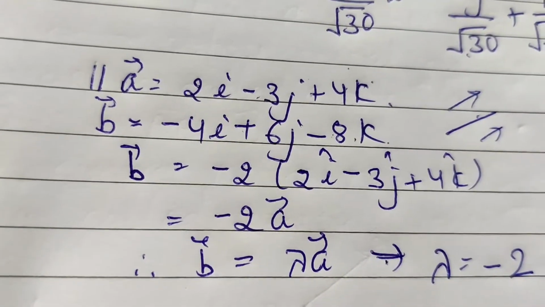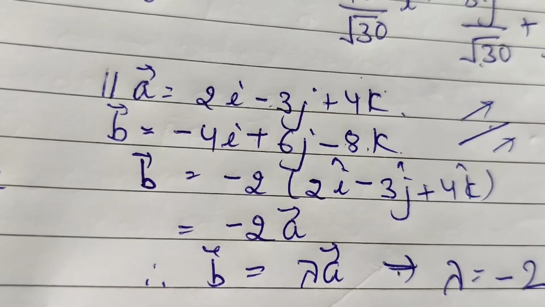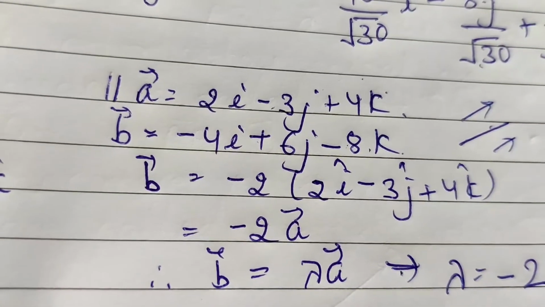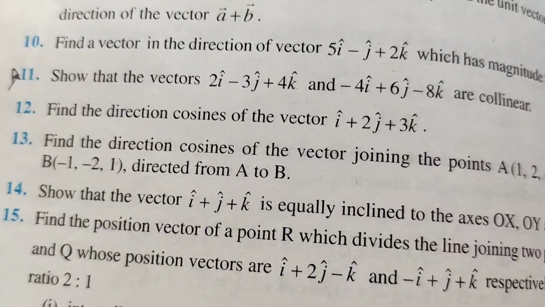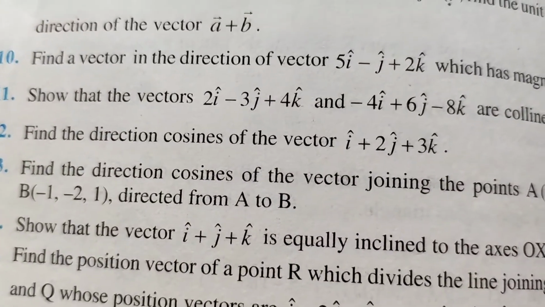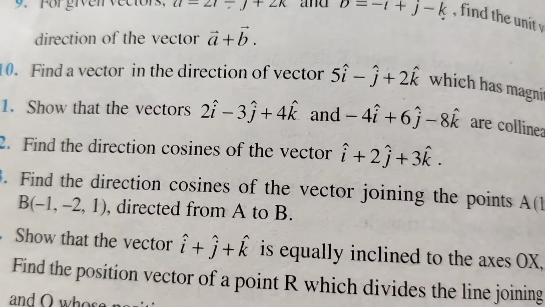3 कंडीशन होती हैं. ठीक है. क्रॉस प्रोडक्ट अभी आगे पढ़ेंगे. क्रॉस प्रोडक्ट अगर इन दोनों का 0 आ जाएगा तो भी आपस में क्या होंगे? कोलिनियर. क्वेश्चन नंबर 12 है फाइंड द डायरेक्शन कोसाइंस ऑफ द वेक्टर i प्लस 2j प्लस 3k.